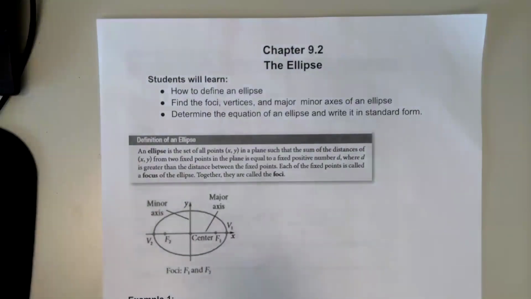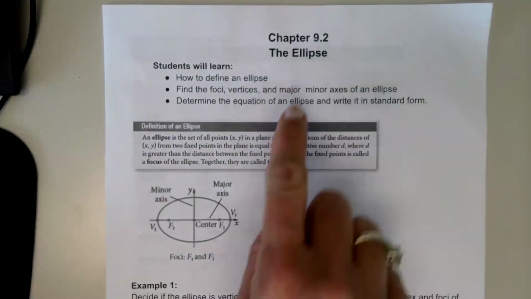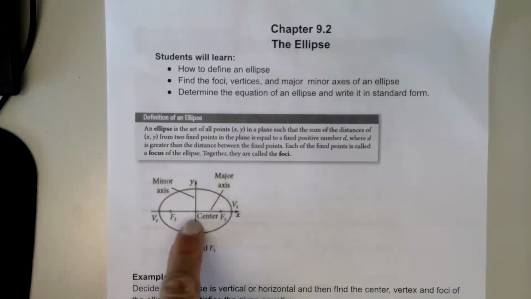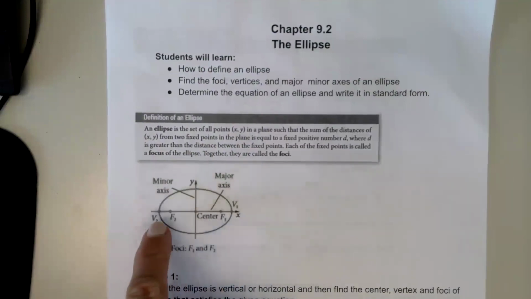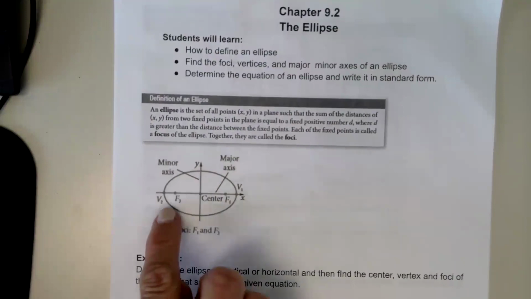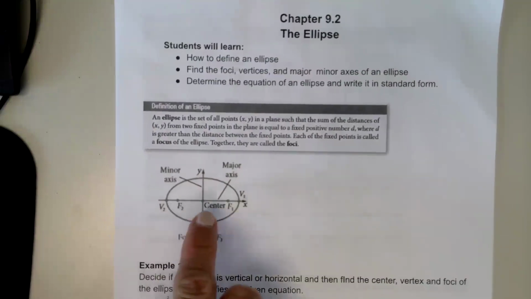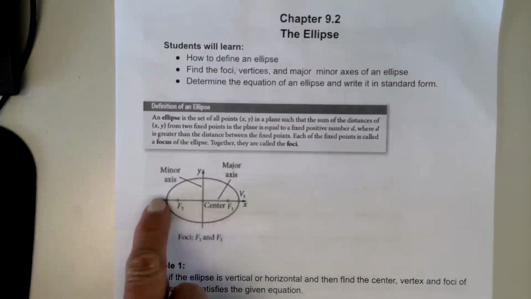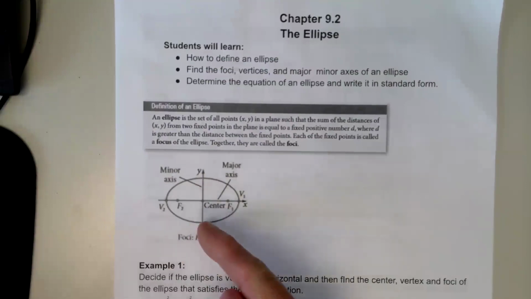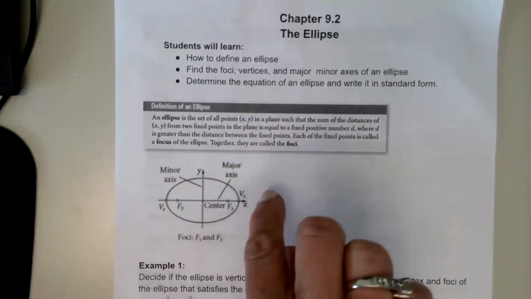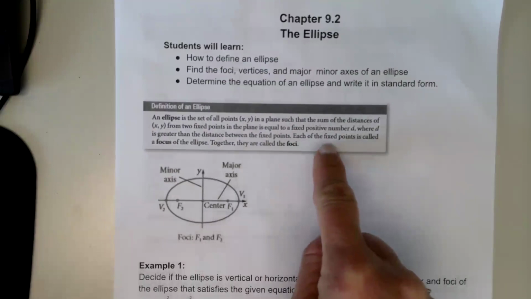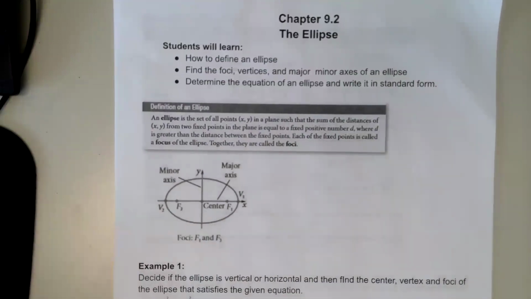This video is all about the shape called an ellipse. It looks like an oval, and the oval can be horizontal like this, where we call the major axis the longer axis and the minor axis the shorter. It can also be vertical, where it might look egg-shaped.